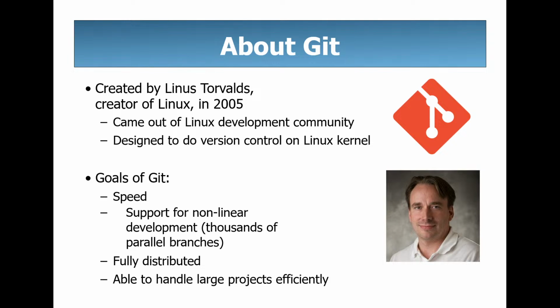Pushing changes. Push. Upload your commits to a remote repository. For example, bash: git push origin branch name. Pulling changes. Pull. Fetch and merge changes from a remote repository. For example, bash: git pull origin branch name.